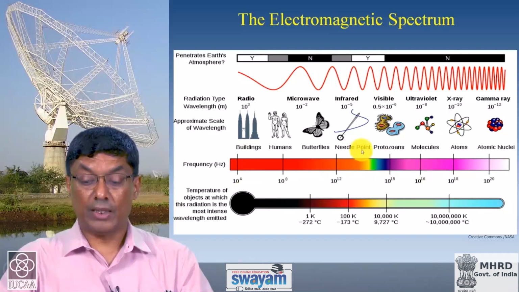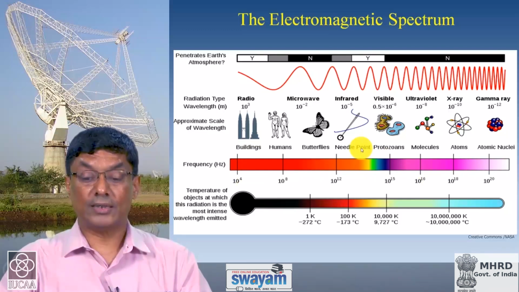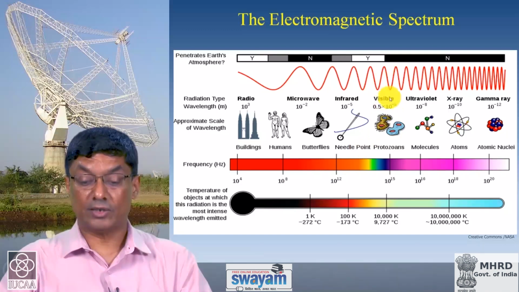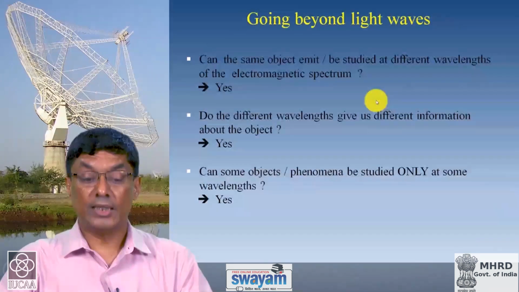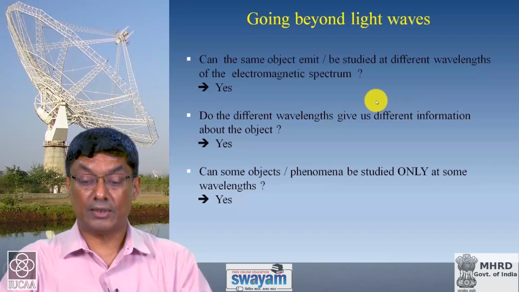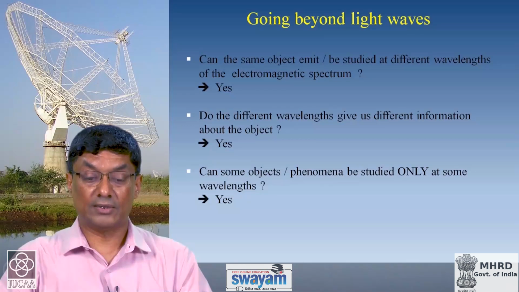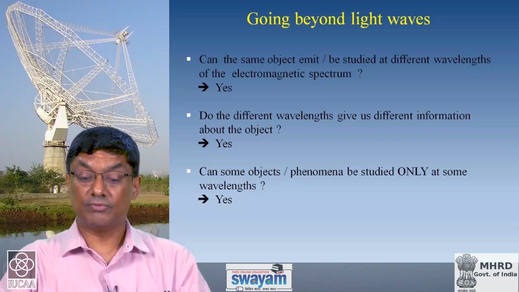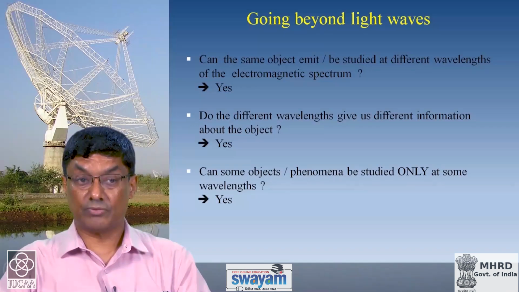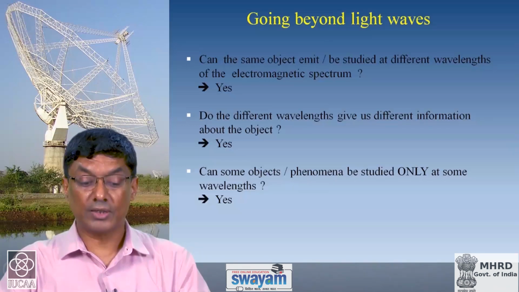And the important question then one can ask, knowing that light is just one small part of this large electromagnetic spectrum, is that can the same object in the universe emit at different wavelengths in the electromagnetic spectrum, and therefore, can it be studied at different wavelengths? And as we will see, the answer is yes. The other interesting question, of course, is that do the different wavelengths give us different information about the object? And there again the answer is yes, and that is very important.